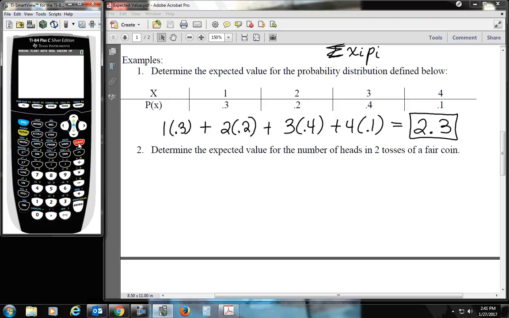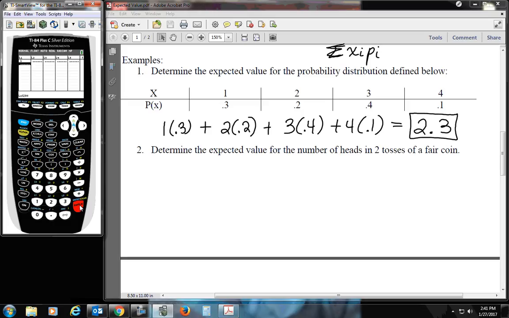What I like to do in the calculator is use my list. So I would go stat edit, and in list 1, you want to put your x values. So I would do 1, 2, 3, and 4. And then in list 2, next to each of those x values, you would want to put the probability of each of those values. So I have 0.3 for my 1, I have 0.2 for my 2, I have 0.4 for my 3, and then I have 0.1 for my 4.